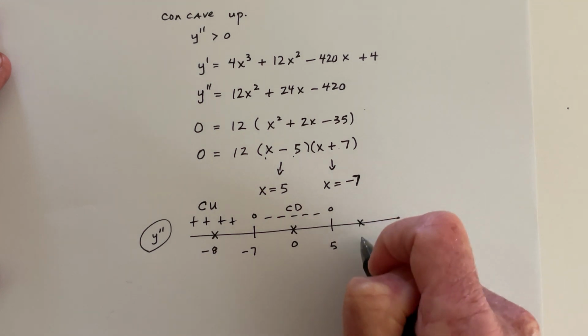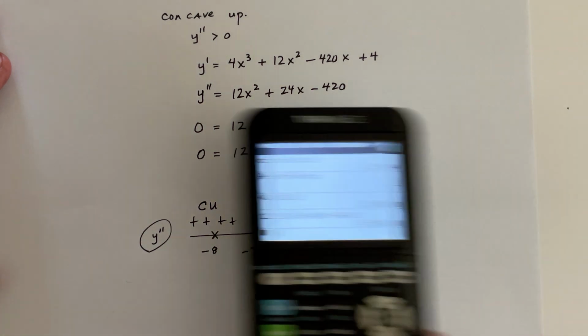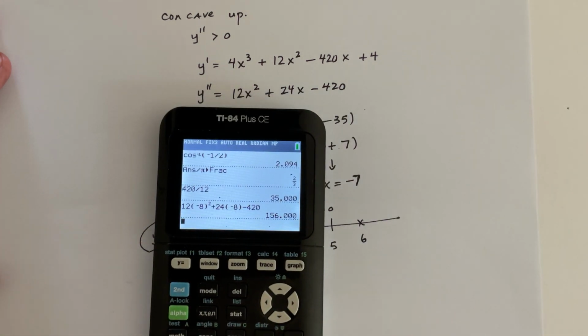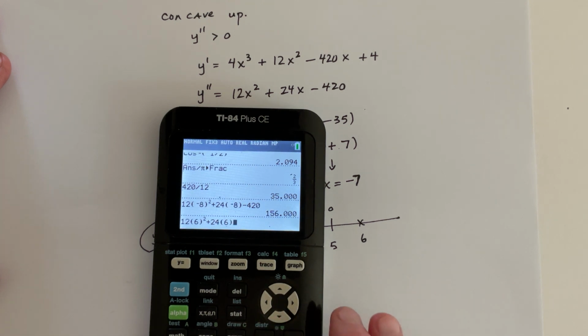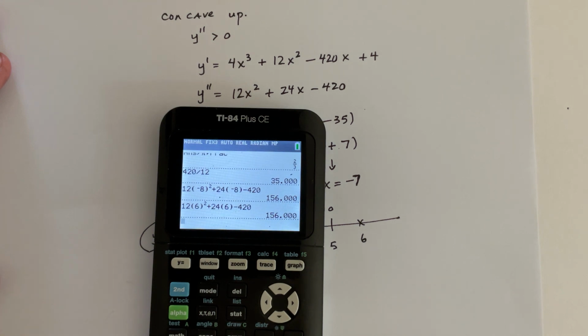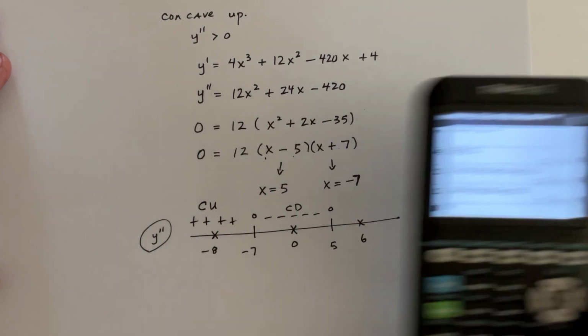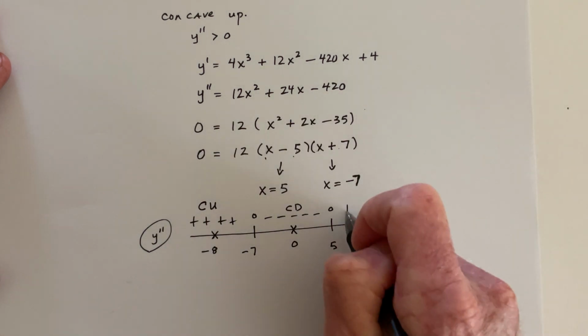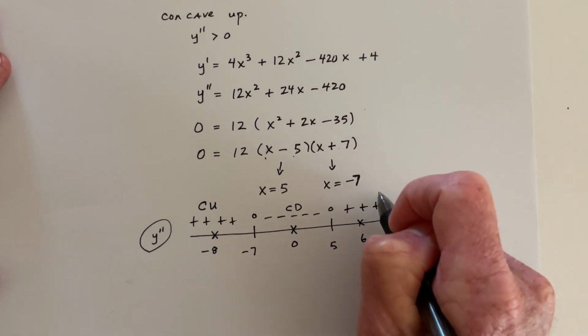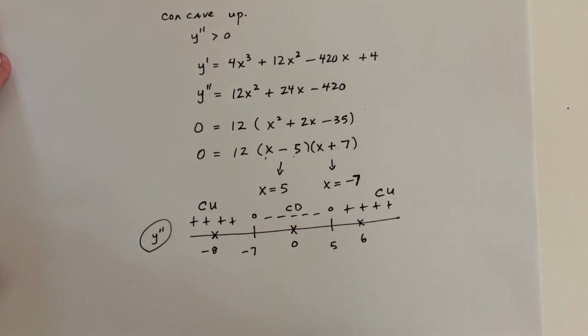And then pick a number over here like 6 and plug that into the second derivative. So 12 times 6 squared plus 24 times 6 minus 420. And that, strange coincidence, 156, 156, but that's a positive number. So the 156 itself isn't important, it's just that this is positive. So this is concave up.